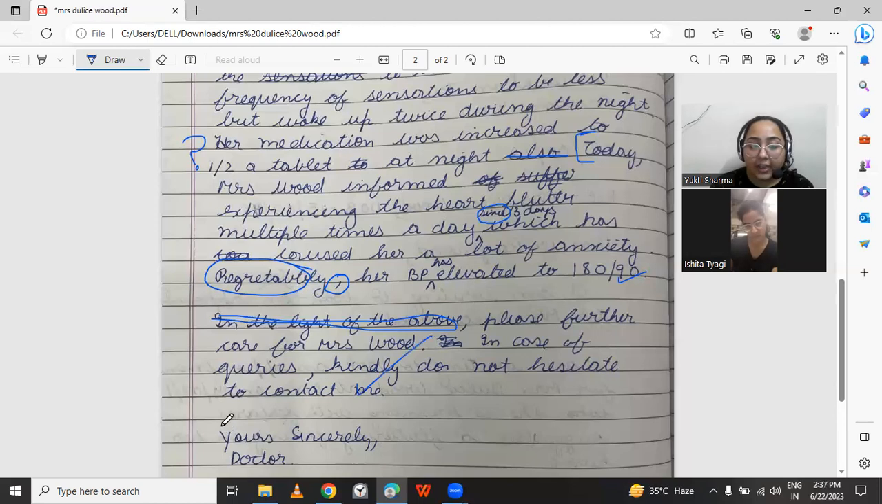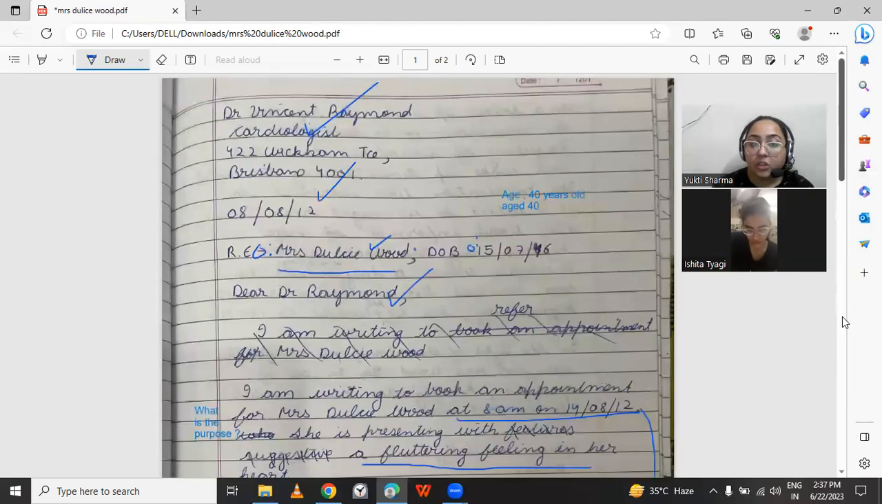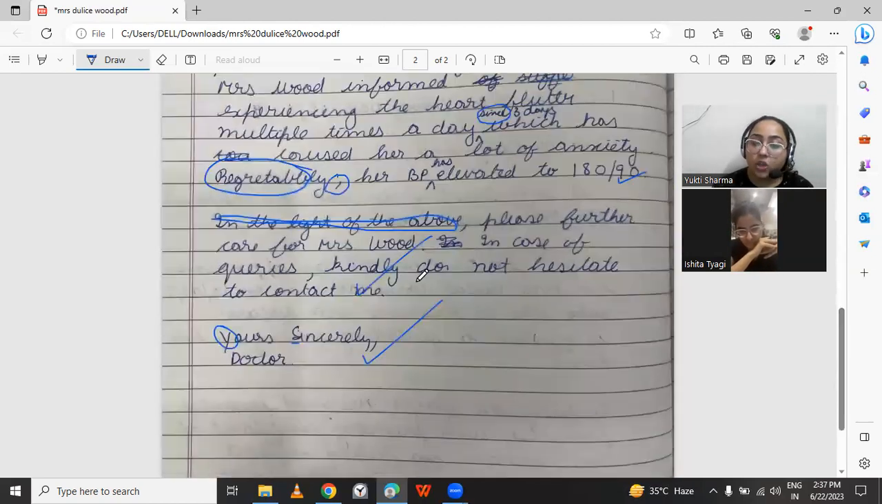Then, yours sincerely. S is also capital, right? S is small. Y capital, S small. Then the name of the recipient, in cases when the name is not given. Here it's given, Vincent Raymond. In some cases, suppose it's written, write a letter to the cardiologist of so and so hospital. In that case, you end it with yours faithfully. If there is no name and only a designation, we end it with yours faithfully. If the name is available, then we end it with yours sincerely.